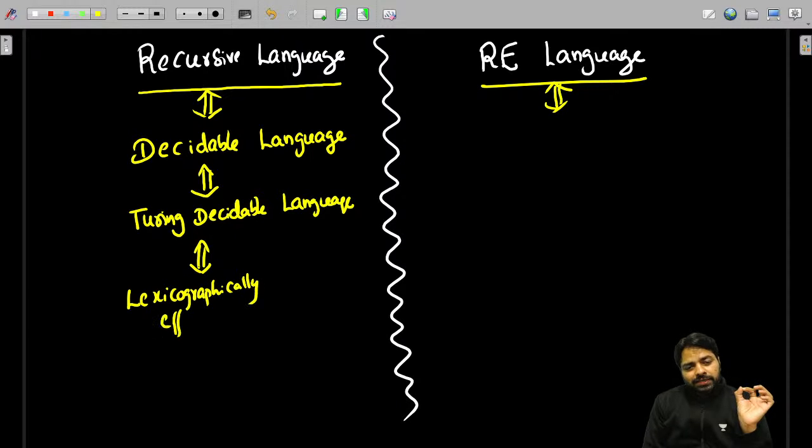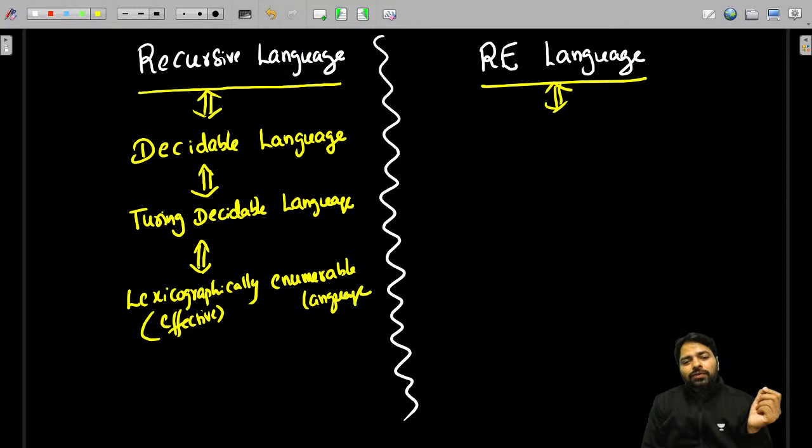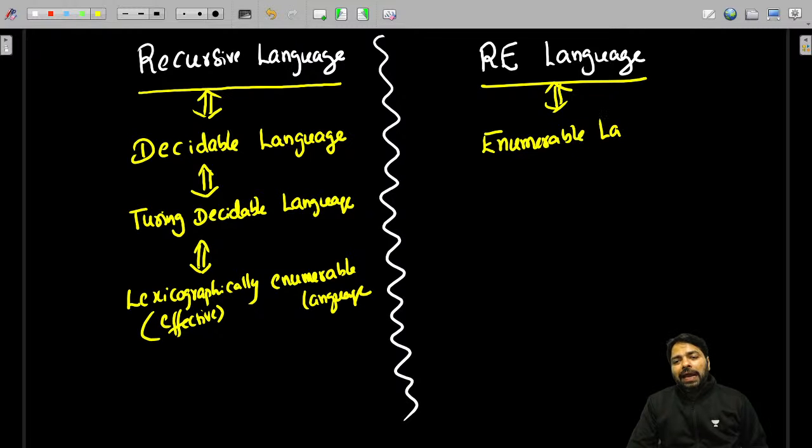You can say effective enumerable language. By whom? By Turing machine only. Because by default we only talk about Turing machines in the world, right? And these are the very important words for the recursive language. And for the RE language, we have simply a name called enumerable language. You can simply call it enumerable.